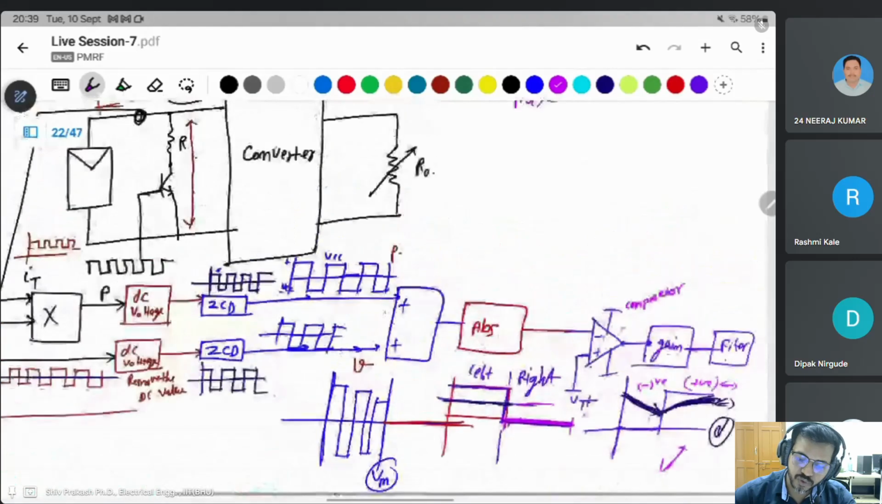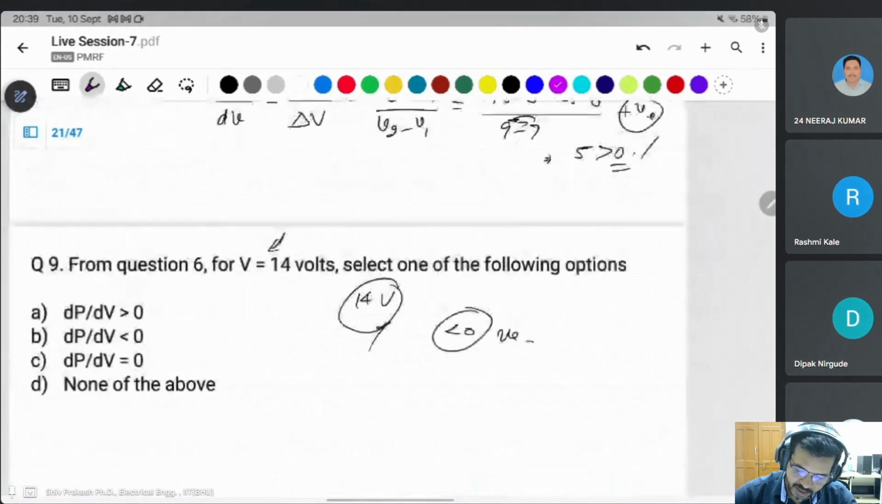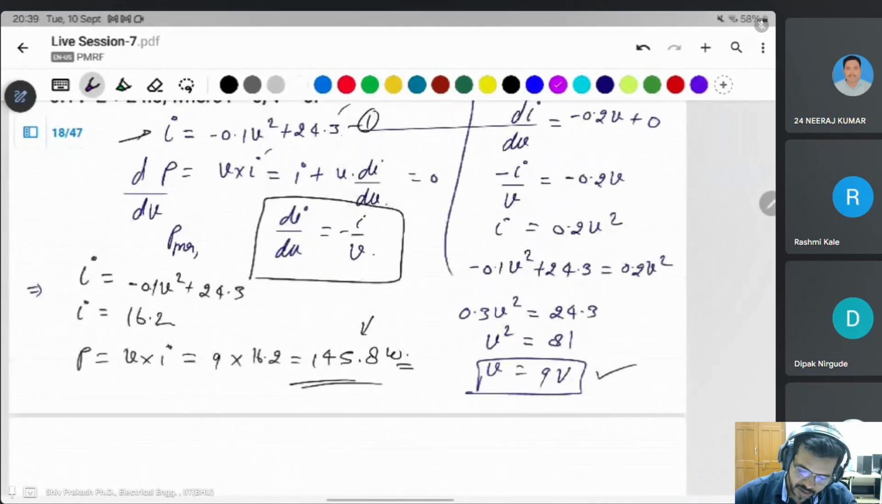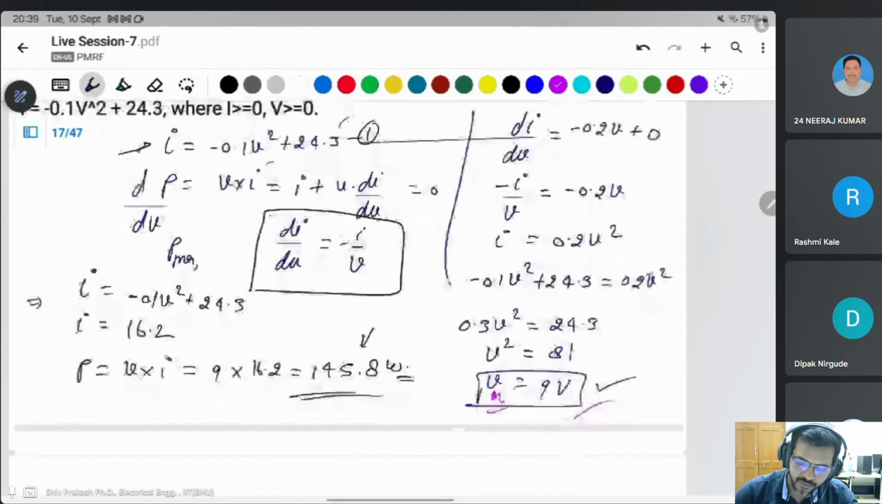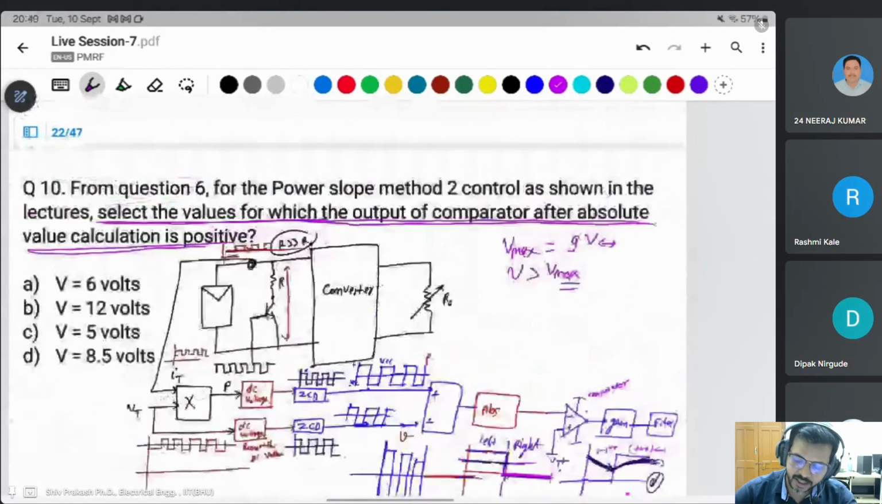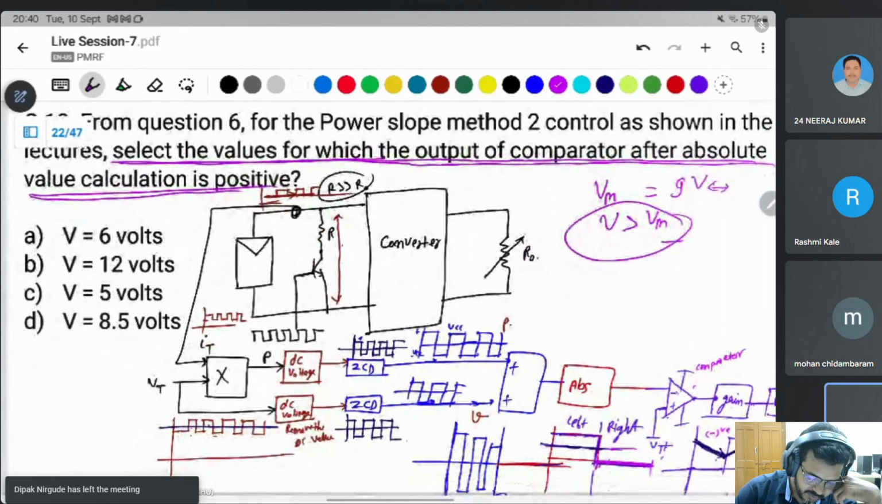It means you choose the voltage greater than the V max, which I calculated in the previous question, question number 6. V max is 9 volt at the maximum point. I calculated it like that and got 9 volt. Then you should take a Vm more than the 9 volt. Then the value more than the Vm is 12 volts.